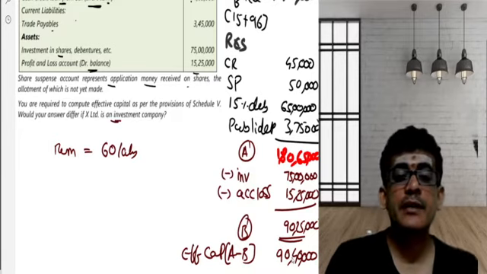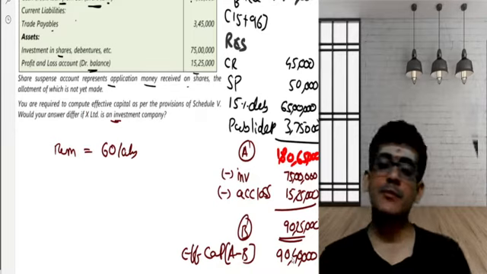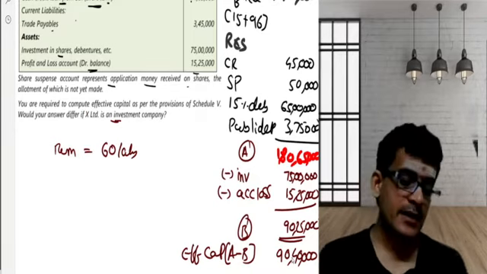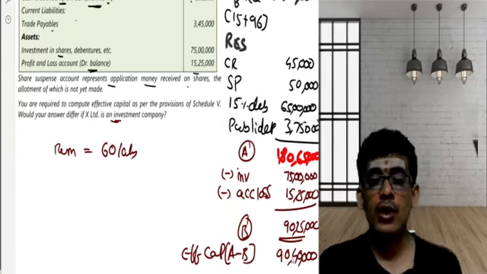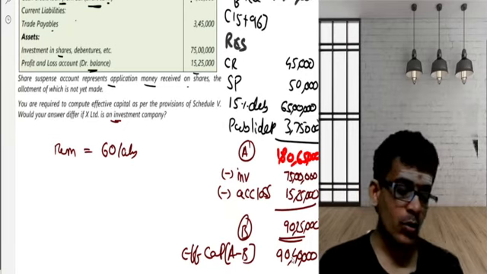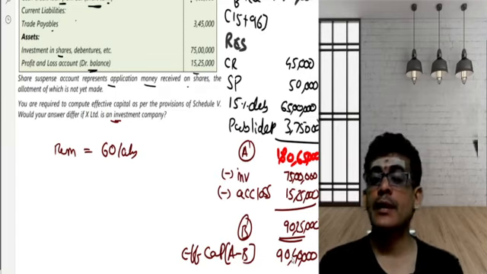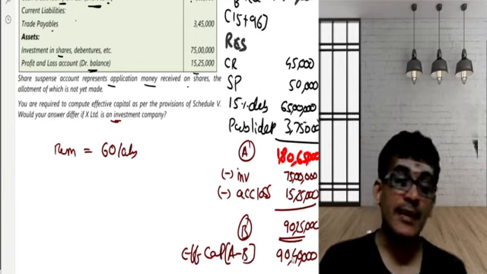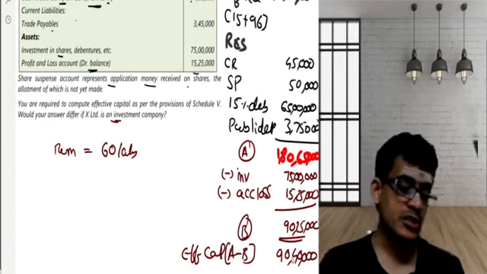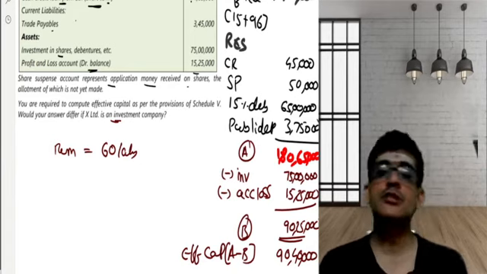Now will your answer be different if your X Limited is an investment company? Obviously, if X Limited is an investment company, I need not reduce investments. I'll be reducing only my accumulated losses. If I reduce my accumulated losses, that means 1 crore 80 lakh 65,000 minus 15 lakh 25,000, that will give your effective capital. So your effective capital there will change.